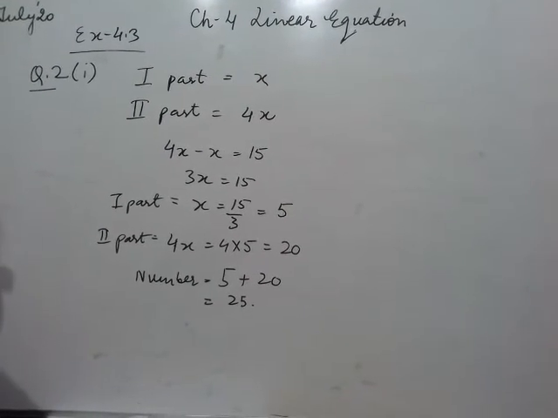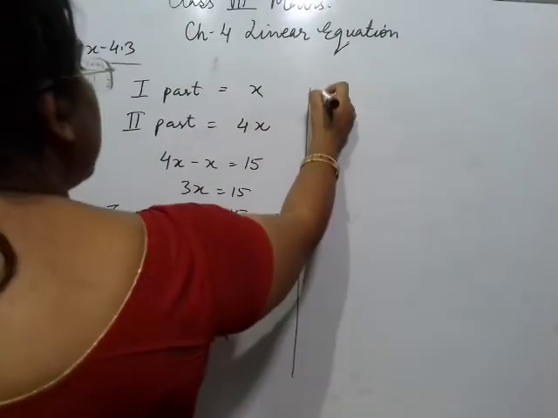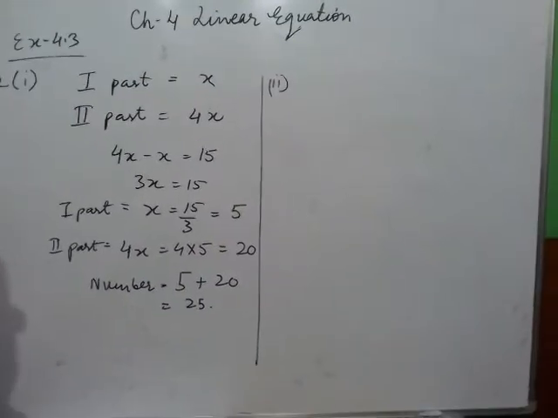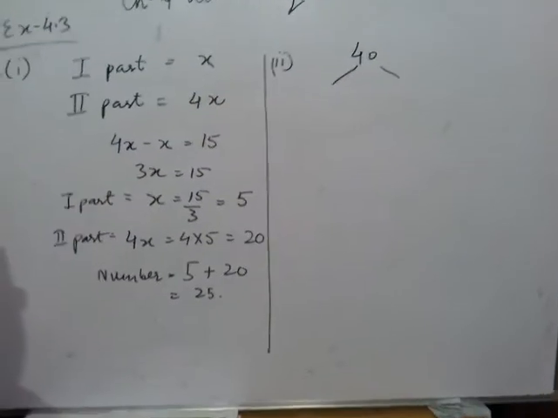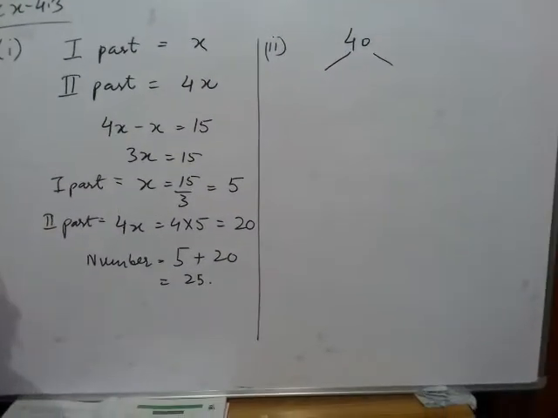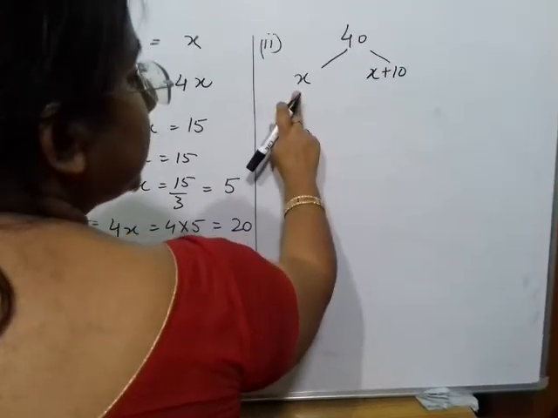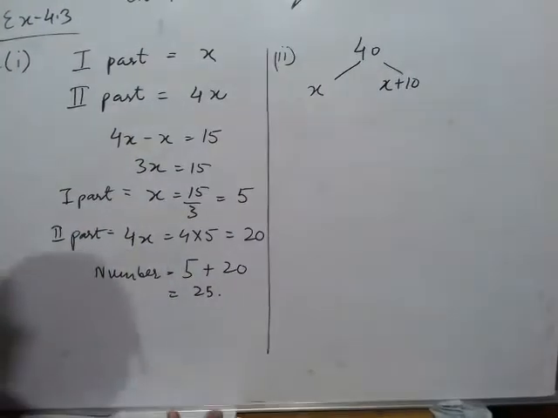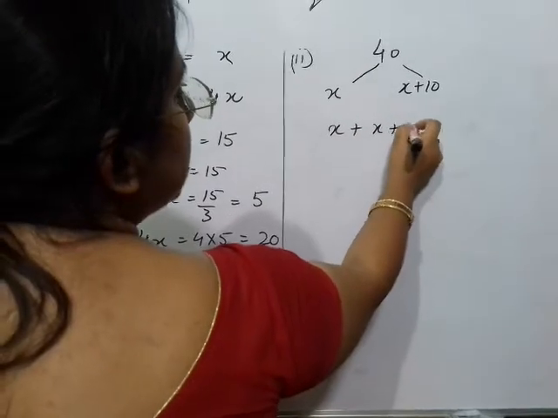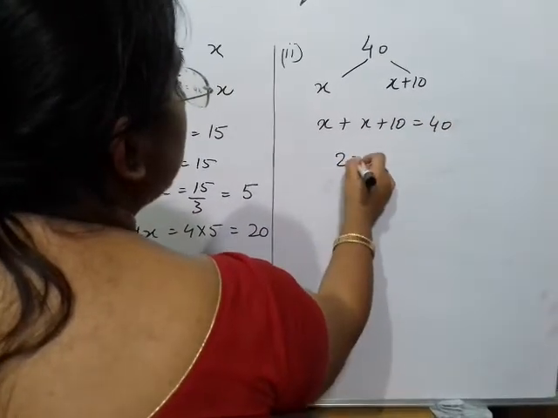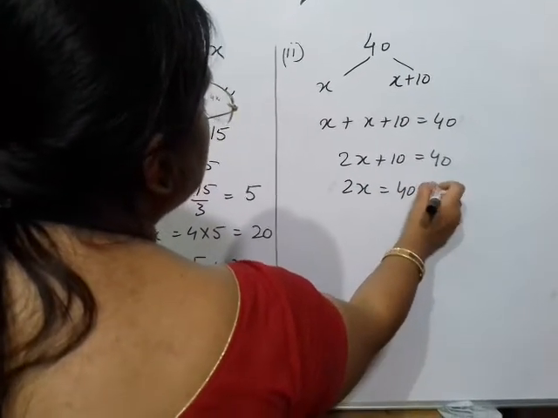Similarly, we have the second part of it, which said, the second question is there, divide 40 into 2 parts. Now we have to divide this 40 into 2 parts such that one part is 10 more than the other. One part is 10 more than the other. If one is x, the other will be x plus 10. So basically this is total of 40. So x plus x plus 10 is equal to 40. 2x plus 10 is equal to 40. 2x is equal to 40 minus 10.